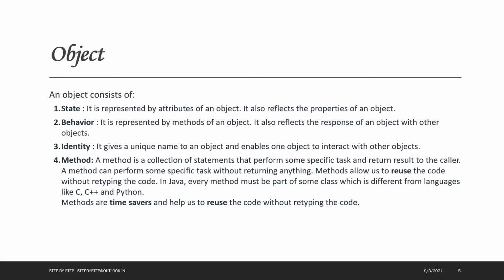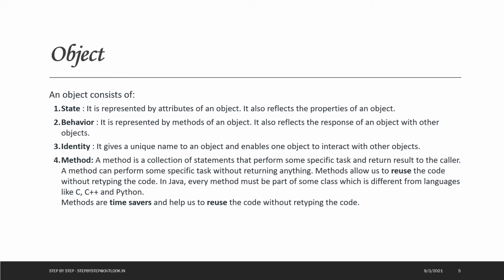Then in the context of an object, we need to understand what a method does. Basically, a method is a collection of statements that performs some specific task and returns the result to the caller. So in the method we describe some task, and when we call the method, it provides us the result of the task written in the method. A method can perform some specific task without returning anything. Sometimes we don't need to return anything, we just need to execute the task. That can also be done as part of a method.